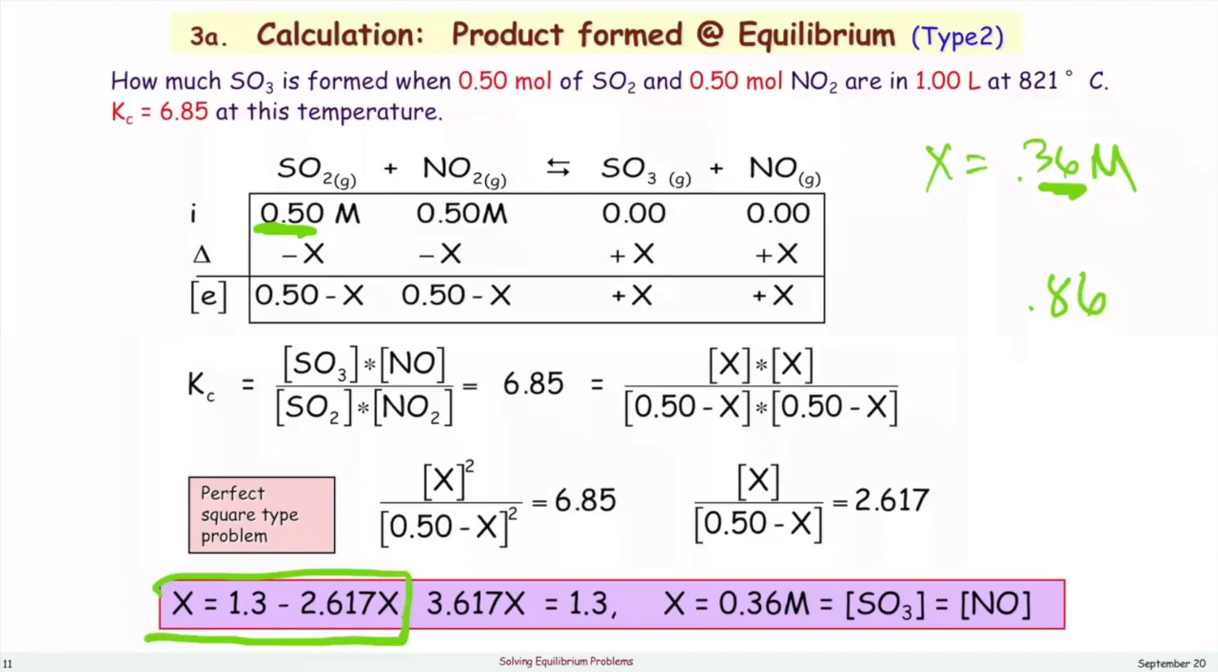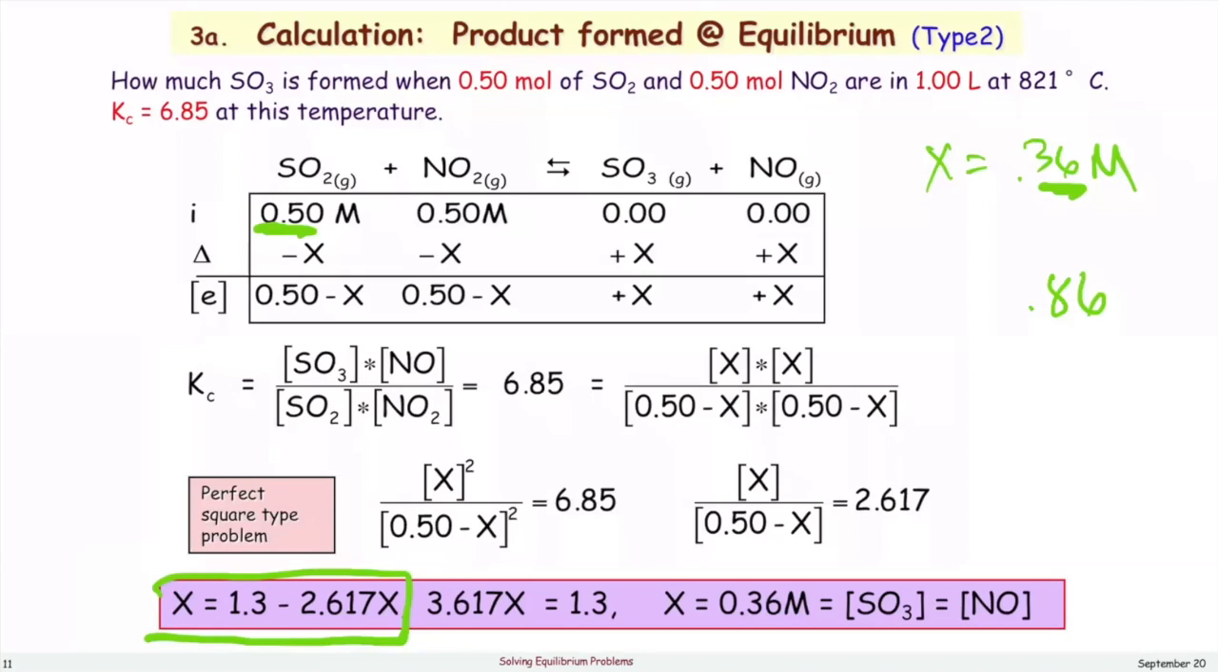Where you will encounter this problem is when you have a quadratic. Remember that when you solve a quadratic formula, you always get two roots. One is going to be an impossible solution. The other one's going to be reasonable. Okay, so keep that in mind. So this problem turned out pretty easy, okay, if you recognize it's a perfect square.